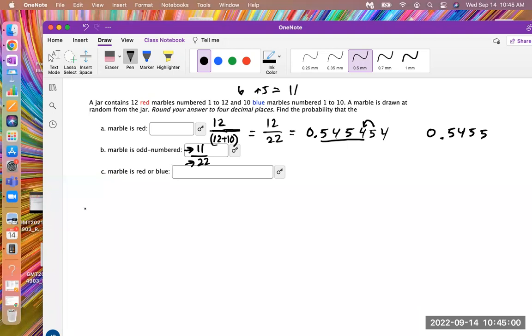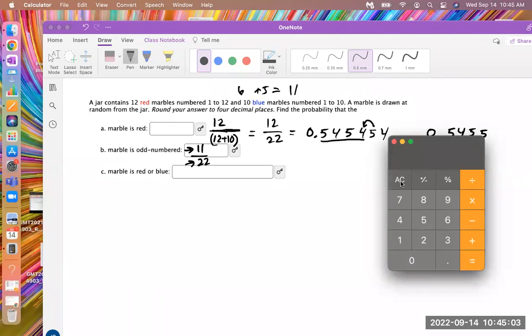So then I would write that as a decimal. 11 divided by 22 is 0.5. So 0.5 is the answer for that one.